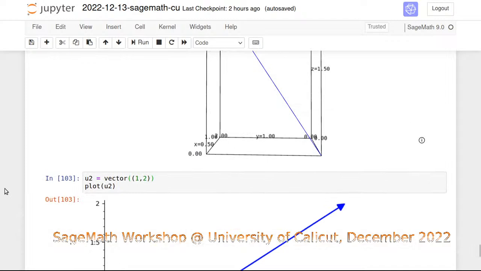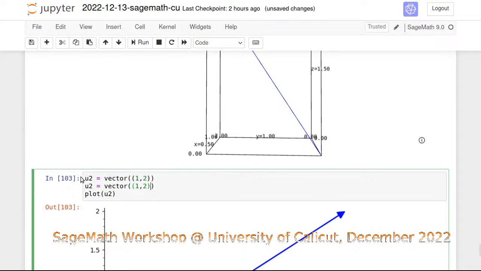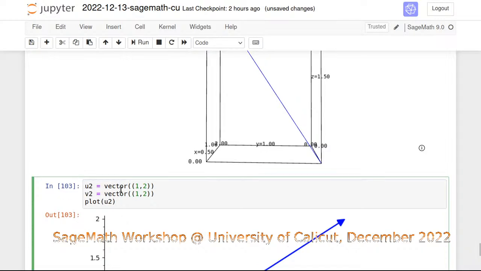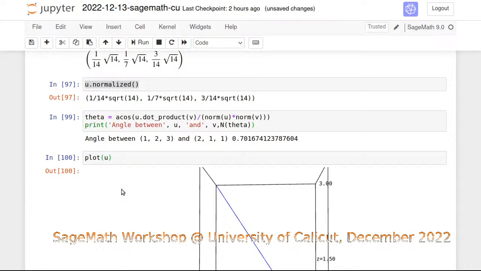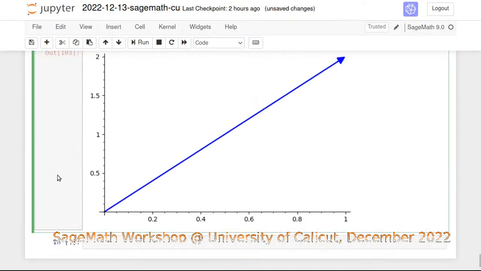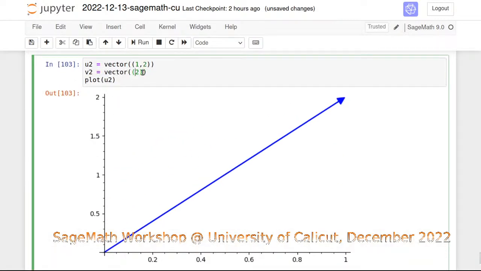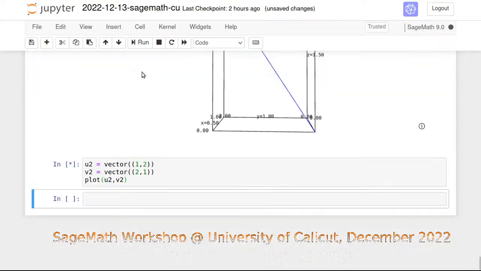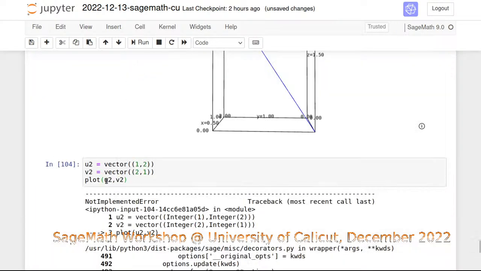Of course, you can see the angle, so you can plot both these vectors, plot u2 plus v2. What we had taken as v was 2, 1, 1, so maybe we can take 2, 1 alone. If we plot u2 and v2, I think both should appear simultaneously, but it's not appearing. Maybe I should put it as a list.